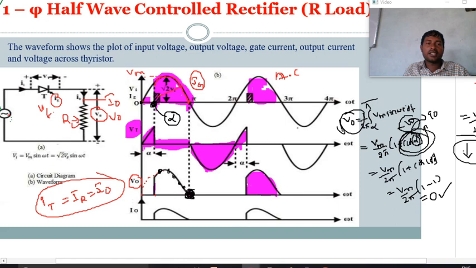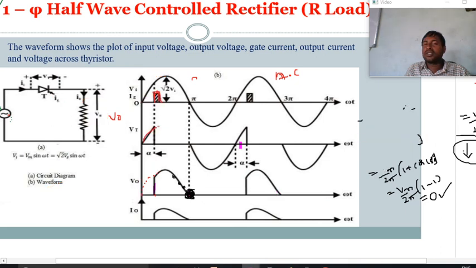First, a major point in this single phase half wave rectifier with R load. We should remember 3 points. The first one is, as alpha increases, output voltage decreases. The next point is, as the firing angle increases, the voltage blocking at the thyristor will also increase.